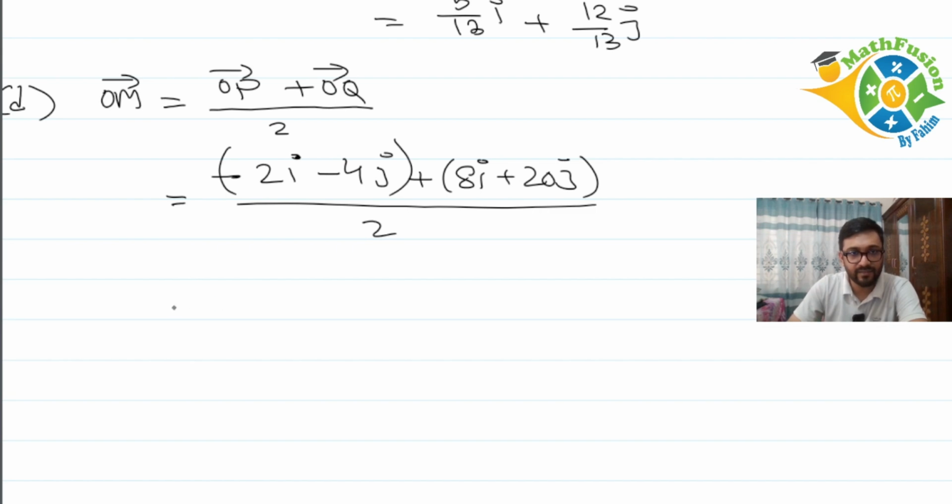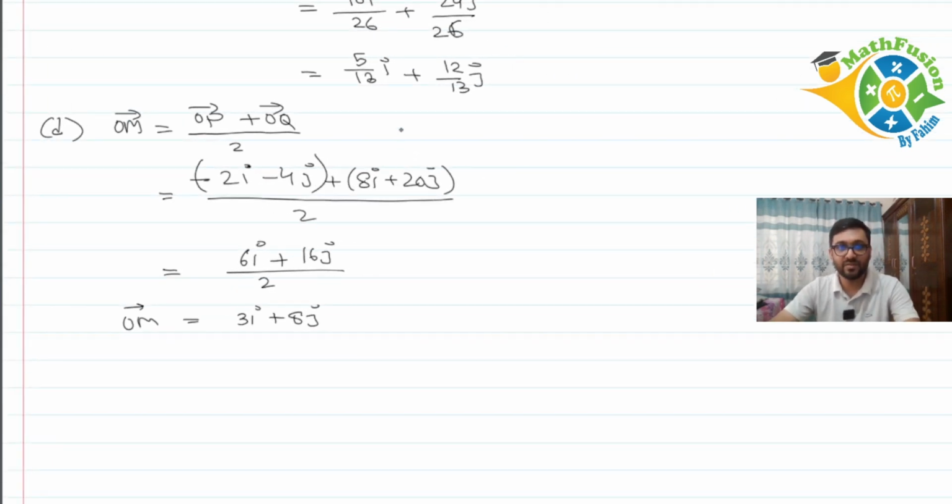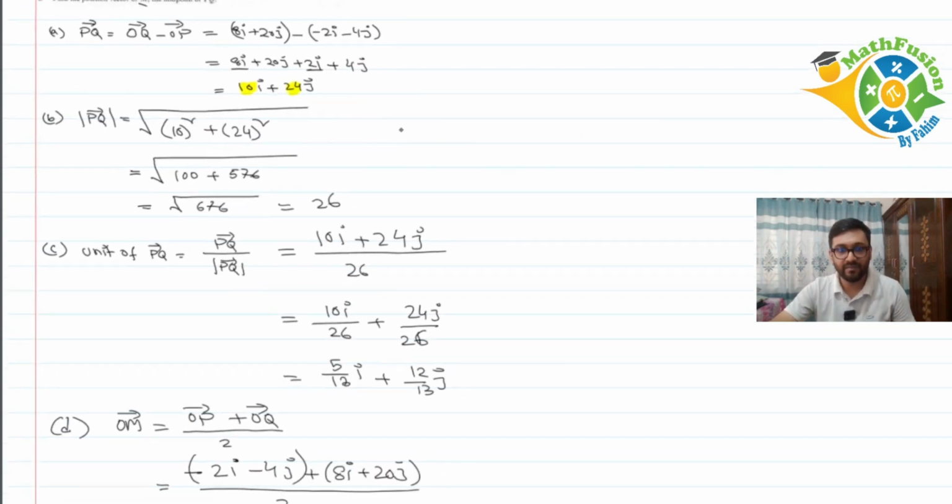If we add them and divide by 2, we'll get minus 2i plus 8i, it becomes 6i, and minus 4j plus 20j, it becomes plus 16j. If we divide by 2, we'll get 3i plus 8j. So this is the midpoint. This is the solution of the problem.